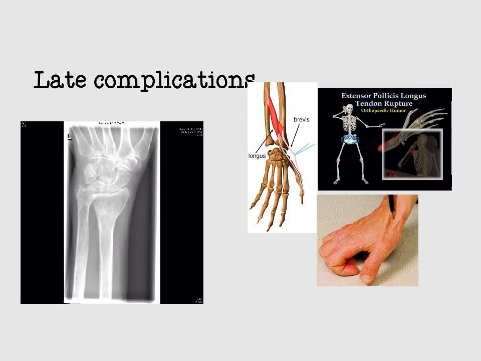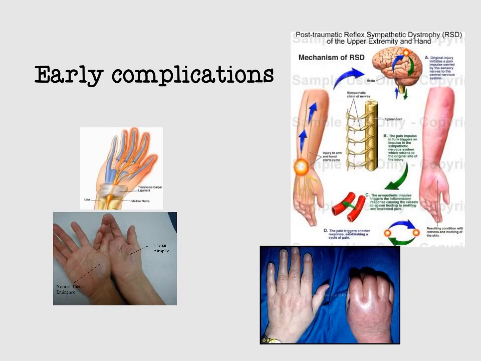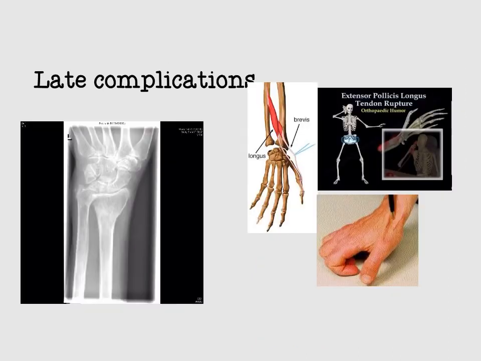Early complications include neurovascular complications, median nerve injury, and reflex sympathetic dystrophy as a result of the injury. The central nervous system sends impulses to the sympathetic autonomic nervous system, causing swelling, hotness, redness, and other symptoms. Late complications again are malunion or nonunion, and extensor pollicis longus rupture, leading to failure of extension of the thumb.